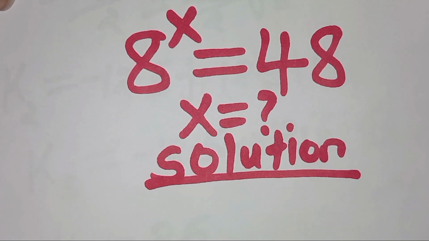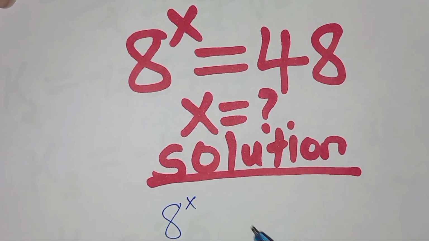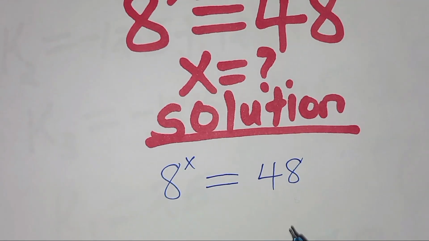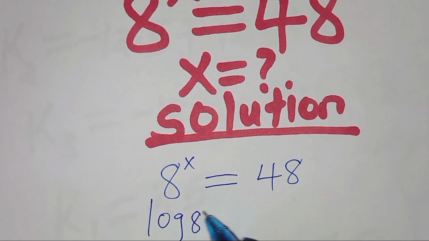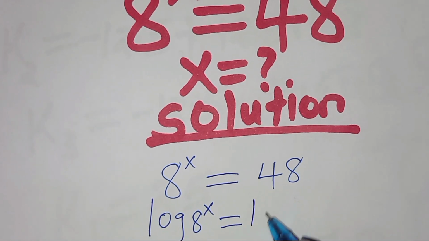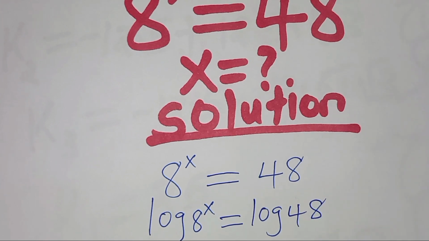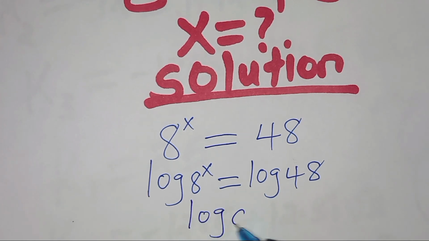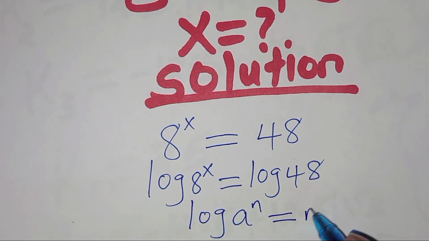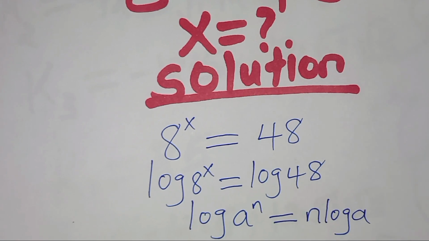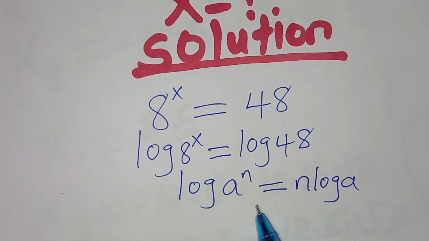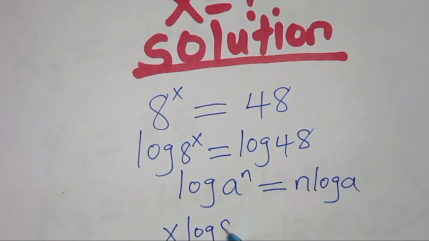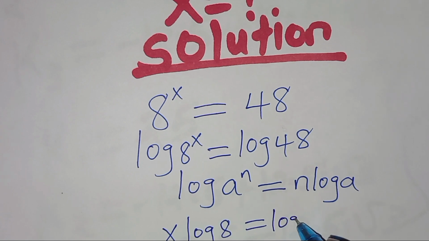So, solution to this, we have 8 to the power x equal to 48. To solve for the value of x here, we introduce the natural logarithm, that is, log of 8 to the power x on both sides, so that you'll have log 48 here. So log 8 to the power x is in the form of log a to the power n, which we can express as n log a. Applying this power rule property of logarithm, log 8 to the power x becomes x log 8, which is equal to log 48.